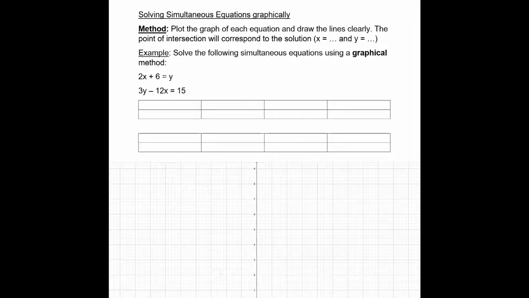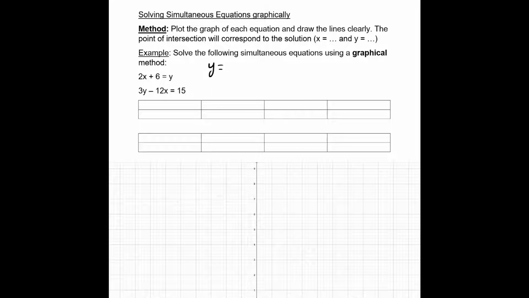To solve a pair of simultaneous equations graphically, we need to plot the equations and see where they intersect. For example, we want to solve the equations 2x plus 6 equals y and 3y minus 12x equals 15 by a graphical method. What I'm going to do first is write the equations in the form y equals mx plus c. I'm going to get y as the subject.